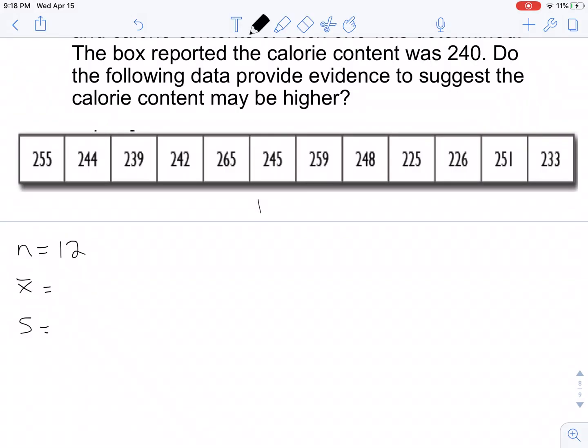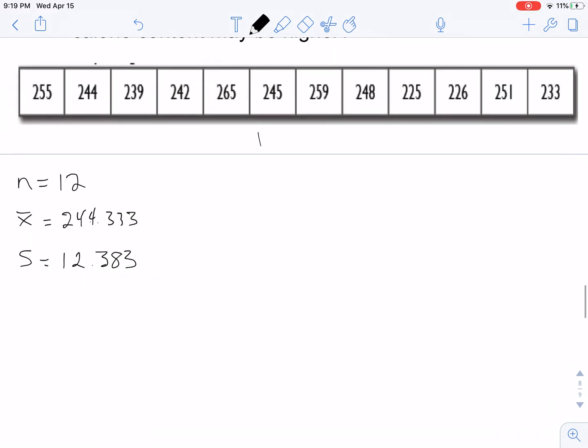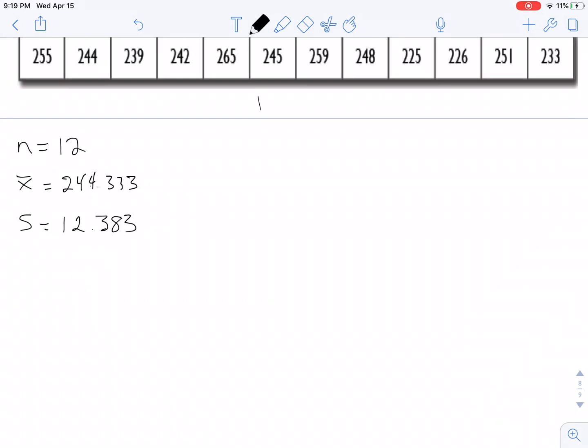All right, so x bar is 244.333. S is 12.383. Okay, and the other thing here is it doesn't give me an alpha value. If you're not provided an alpha value, you can pick your own. Just for simplicity, I'm going to use a significance level of 5%. So 0.05 is what alpha is going to be. Okay, so now I can go ahead and move to step 1.